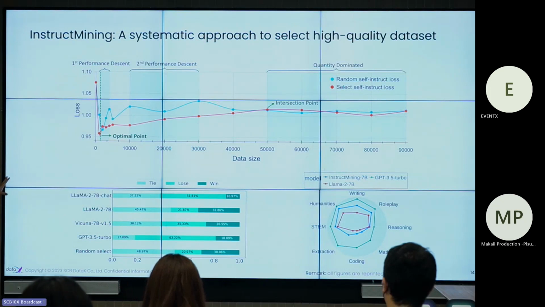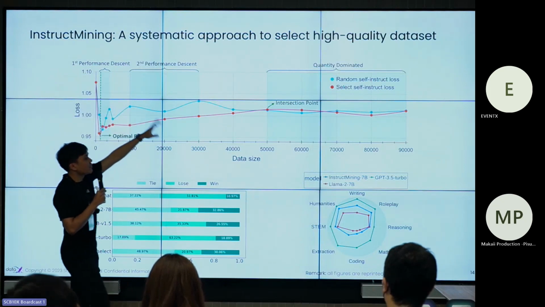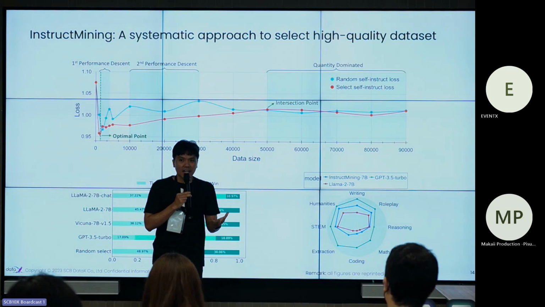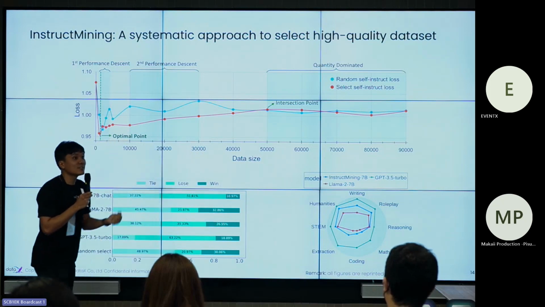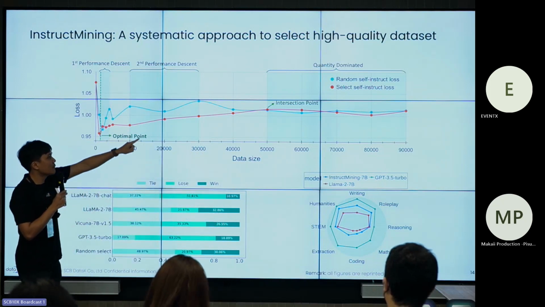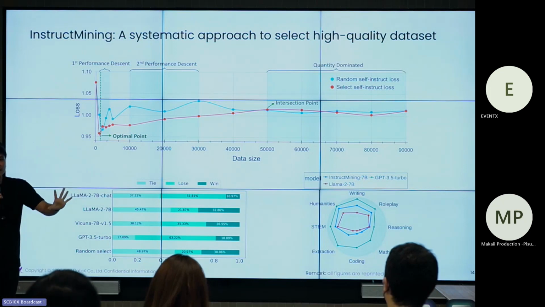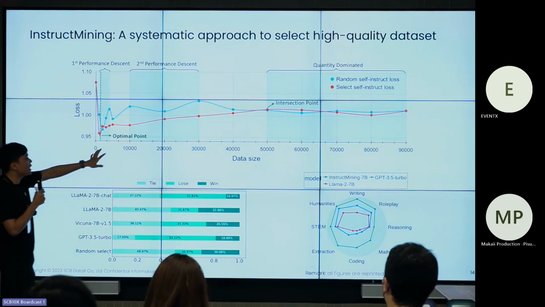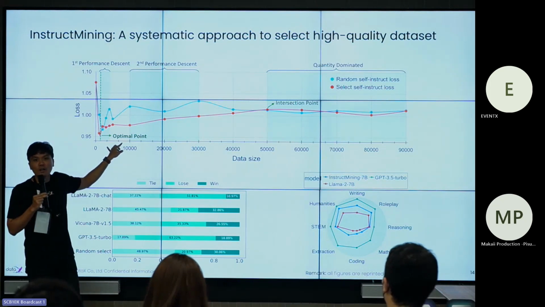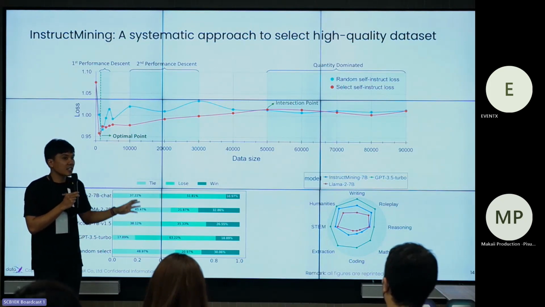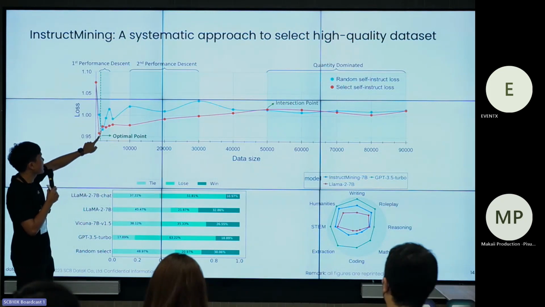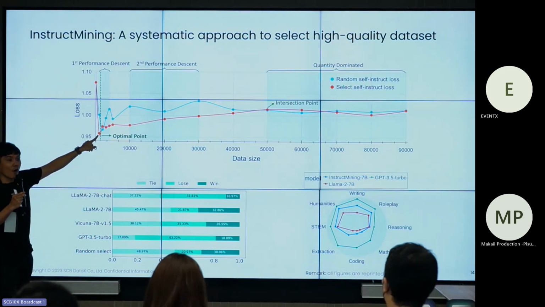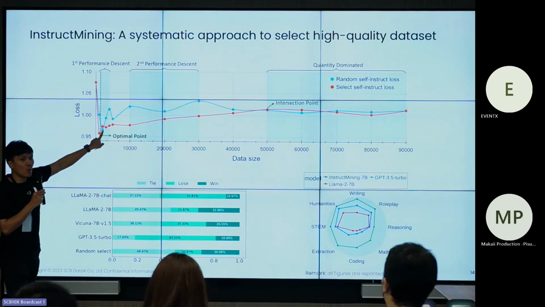And this is some result. As you can see here, the red line represents the loss from the selected data set, while the blue one represents the randomly selected data set. It shows that if we consider only a small size of data set here, the red one hits a lower point than the blue one.